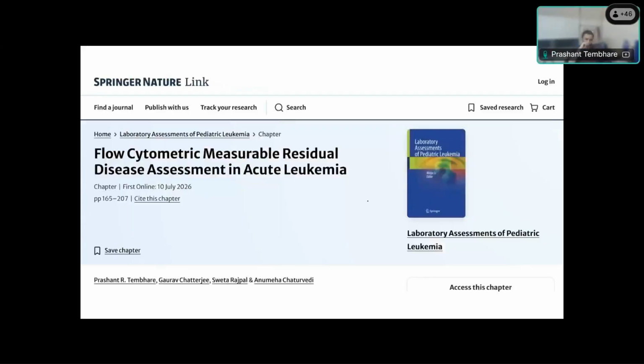Now, this whole thing we have published in a book chapter. This book was recently published. If you are interested, this chapter is also available for purchase, I think. It is a very interesting book, published by US authors, and most of the authors are from the United States. But this whole disease spectrum of acute leukemia MRD is covered in detail and has been written by our group from Tata Hospital.